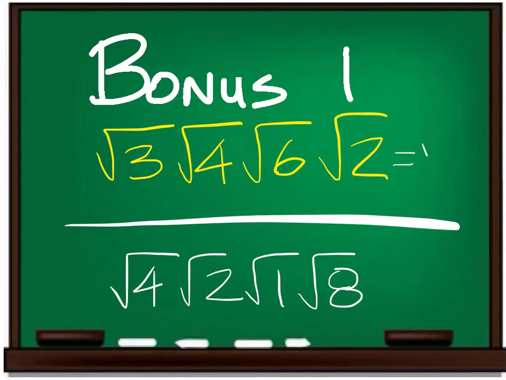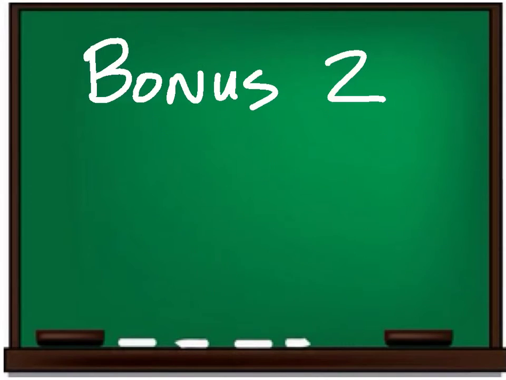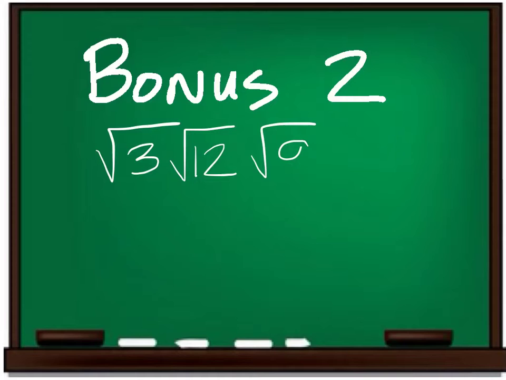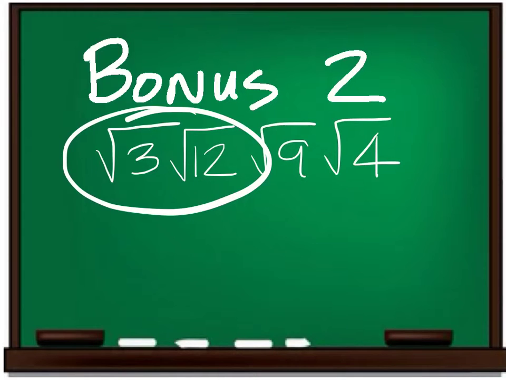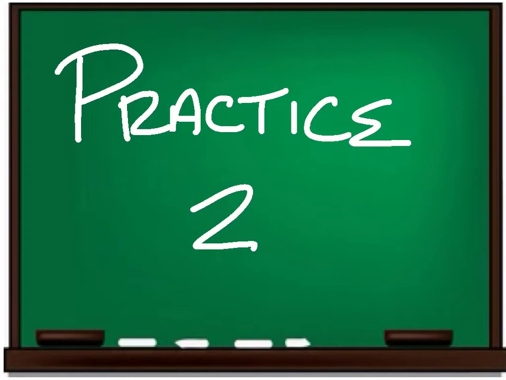Answer on the first one should be not the square root of 12, but just 12, and the answer on this one is 8. This gives you 36, or at least the square root of 36, and this does too. When you multiply them together, it's 36. Practice number 2.